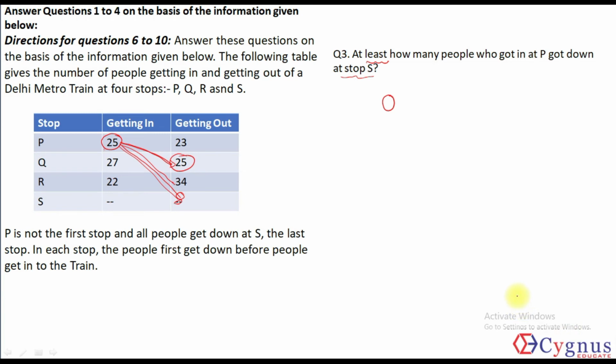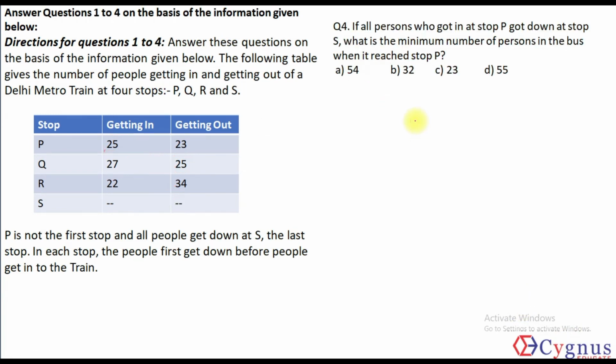So let's look at the next one. Okay. So what's the next question? If all the persons who got in at stop P got down at stop S, how many people got in at P? 25. They'll get down at which stop? S. That means 25 people will get down at stop S. What is the minimum number of persons in the bus when it reached stop P? Now, how many people were already there when the train stops at which station? P.